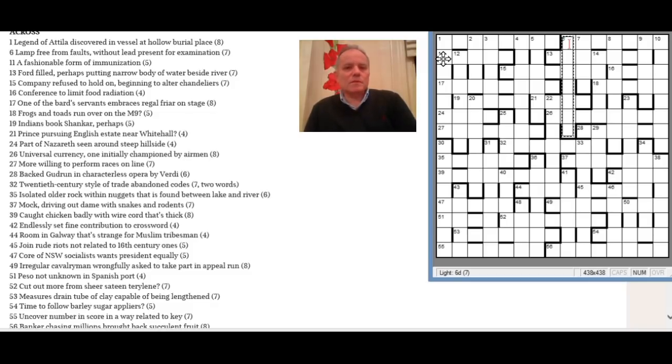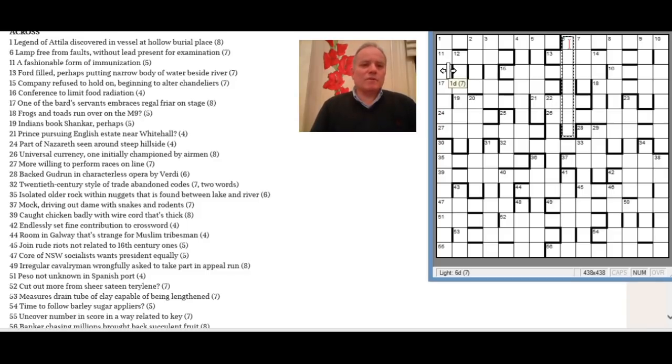Lamp free from faults, without lead or lead, present for examination. So I'm sure present for examination is the definition, although it might not be of this wordplay. Lamp free from faults, without lead. Free from faults, flawless. Without lead would be lawless. I don't see what the lamp's doing though. Or if present for examination swaps with something else. No, can't really understand that, although lawless is an interesting possibility.